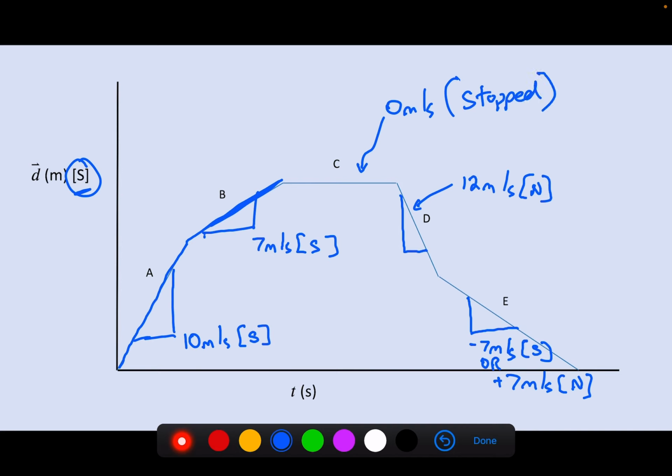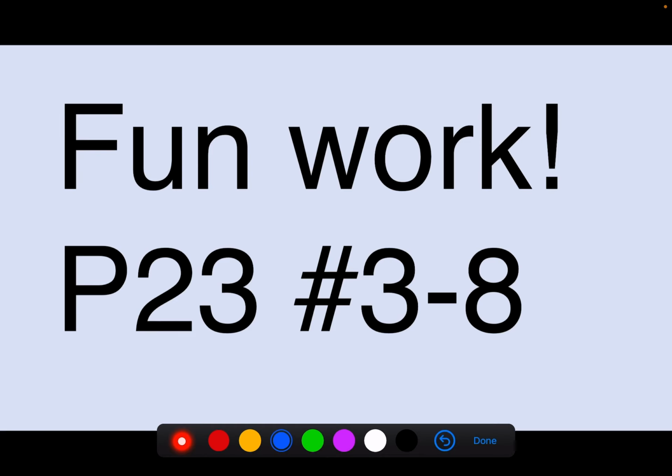So in A, I'm going fast and forwards or south. In B, I slow down. I continue to move at a constant speed or constant velocity, but I'm going slower than I was in A. Then I stop for a short time. Then I reverse very quickly in D. Then I continue to reverse in E, but I'm not going as fast. And that's it.